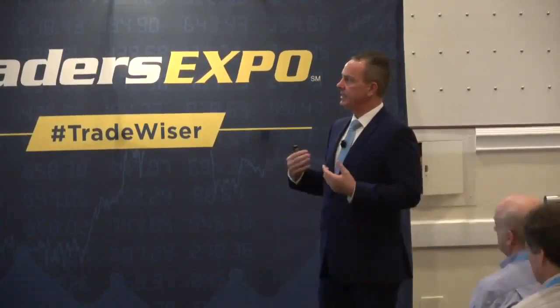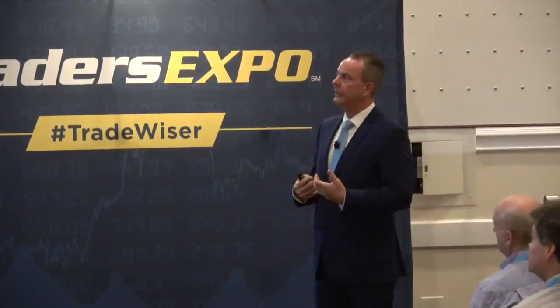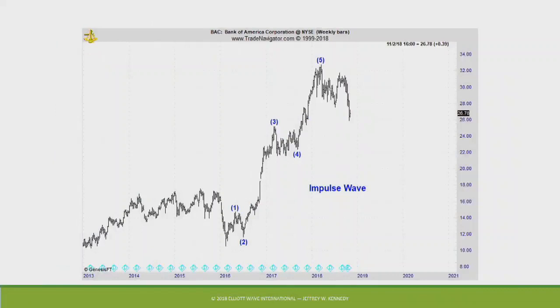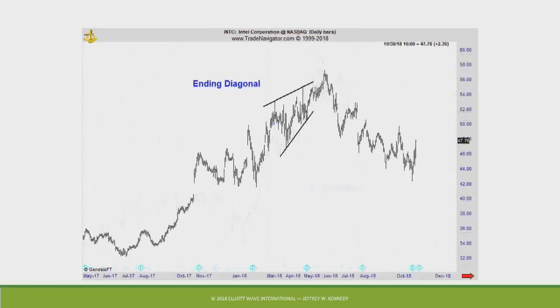Now these I think are fairly good, almost textbook examples. That's why I selected them. This is just a straight impulse wave. Waves 1, 2, 3, 4, and 5. That's what an impulse wave looks like. An ending diagonal. That's what an ending diagonal looks like. It's a 5-wave move that overlaps. That would be wave 1, wave 2, wave 3, wave 4, and wave 5.